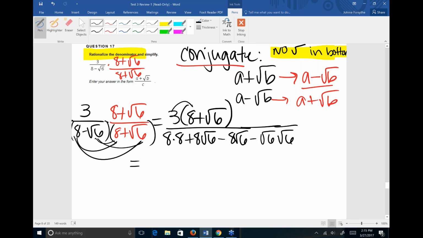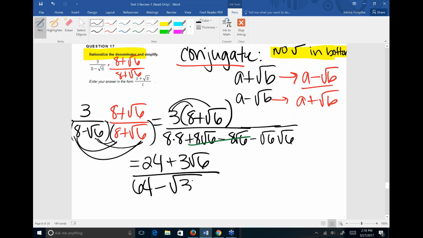So the top part, we'll go ahead and distribute. 3 times 8 is 24. 3 times the square root of 6 is 3 square root of 6 over 8 times 8 is 64. 8 root 6 minus 8 root 6 cancels to no root 6, so it's 0. And then we have minus the square root of 36. So now we have 24 plus 3 root 6 over, this is going to be 64 minus 6, okay, because the square root of 36 is 6. 64 minus 6 is 58.